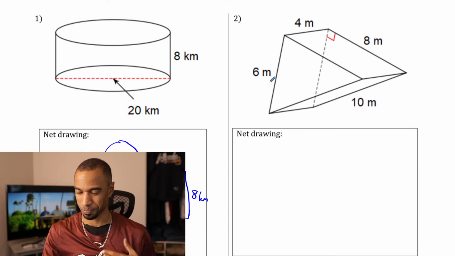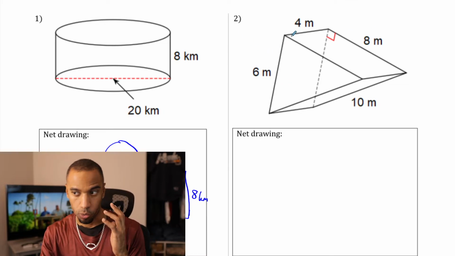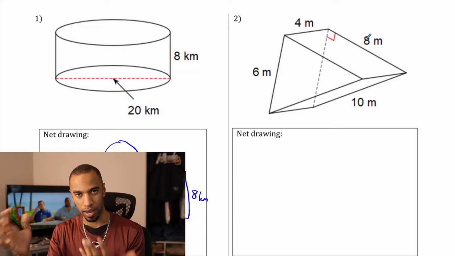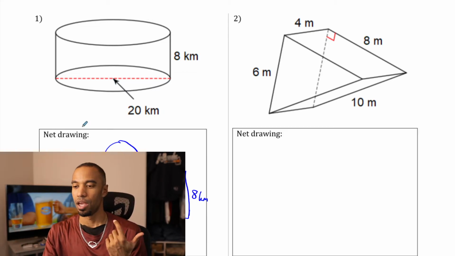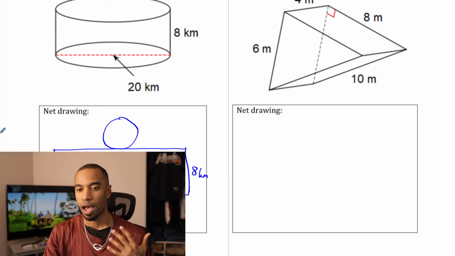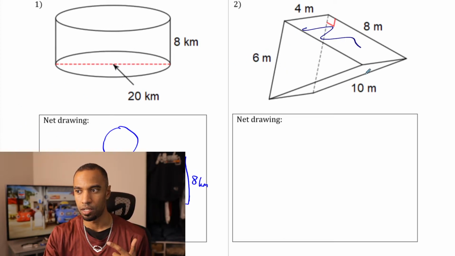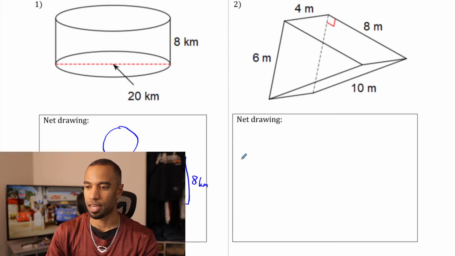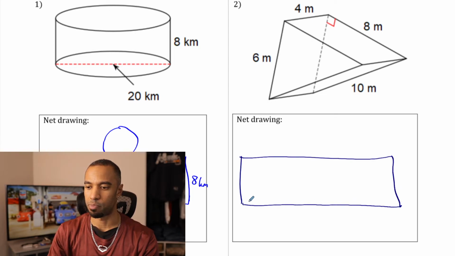All right, number 2. Number 2, we have a triangular prism. 2 triangles opposite each other that meet with rectangular lateral faces there. I'm going to make the net drawing, and what happens is, remember, the triangles are the bases. I do have 3 rectangles, 1, 2, and 3 right there that I'm going to unfold all together in this net drawing.